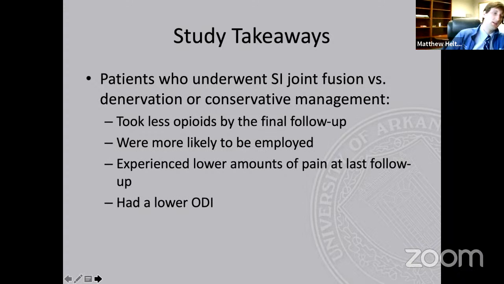So the biggest takeaways from this retrospective study is that patients who underwent SI joint fusion took less opioids by final follow-up, were more likely to be employed, experienced lower amounts of pain, and had a lower Oswestry Disability Index.